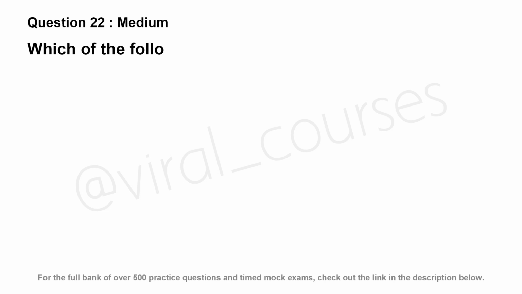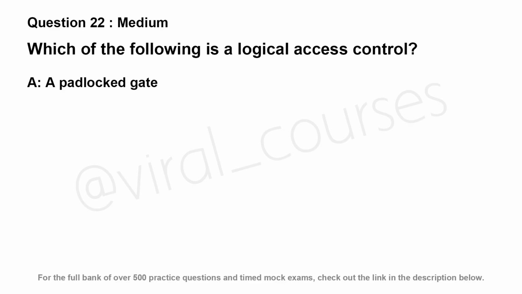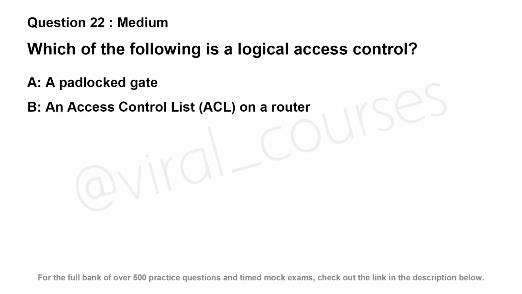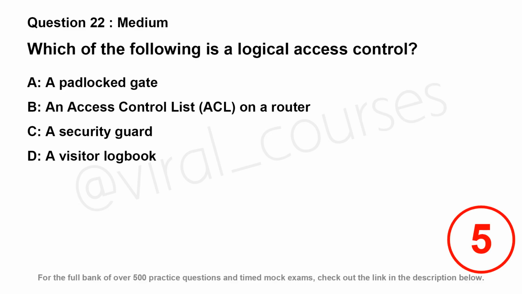Which of the following is a logical access control? Option A, a padlocked gate. Option B, an access control list, ACL, on a router. Option C, a security guard. Option D, a visitor logbook.